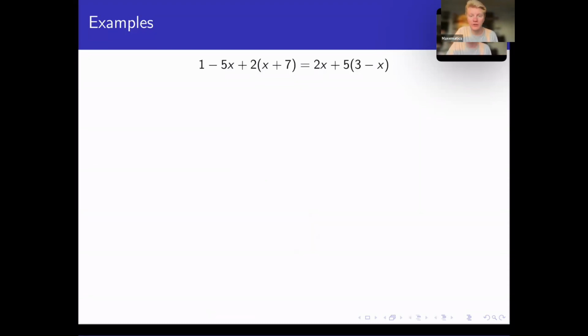Let's do another 2 examples to see what happens. All right, lots of parentheses. Let's distribute 2. Let's distribute 5.